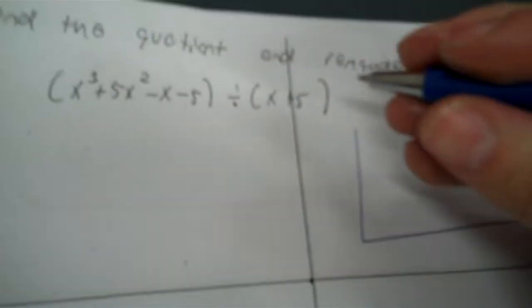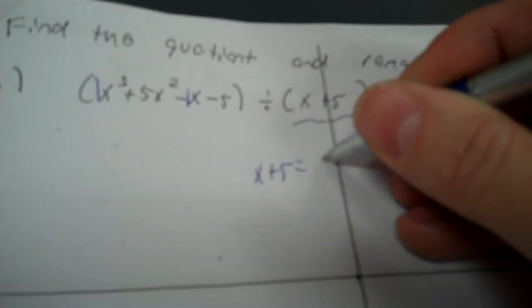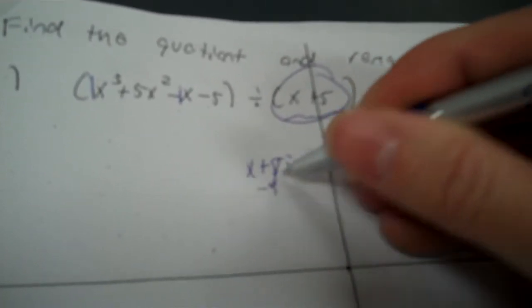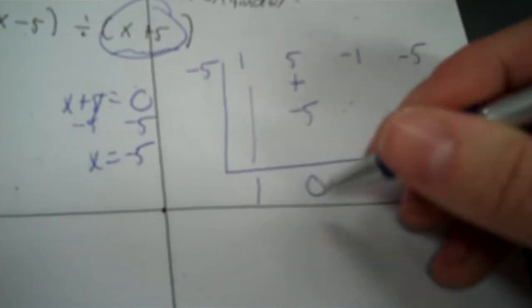Okay, dividing polynomials. First off, I got 1, 5, negative 1, negative 5. Then outside I set that x plus 5 equal to 0, and I'm going to circle that. That comes in handy a couple times. So negative 5 is the outside divisor. 1 times negative 5 is negative 5, then I add, and that's 0. Add, you get negative 1. That's 5, and now I'm at 0.